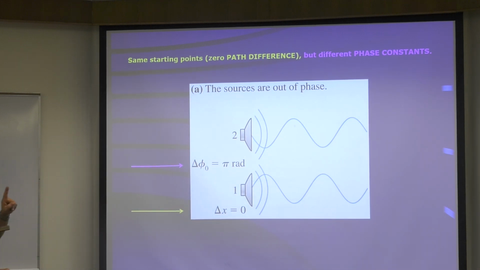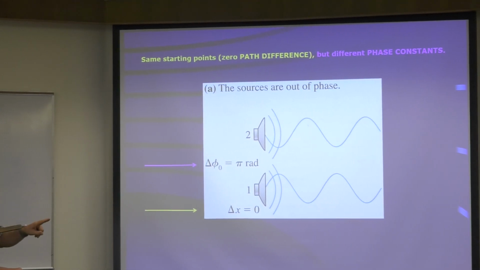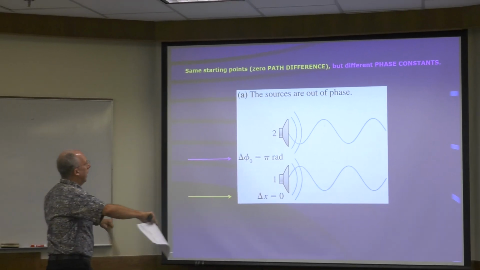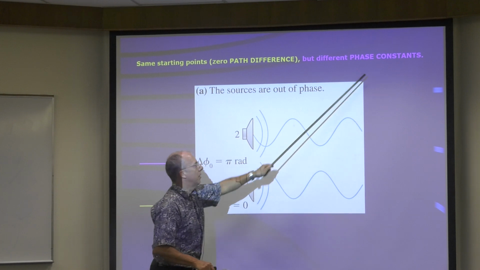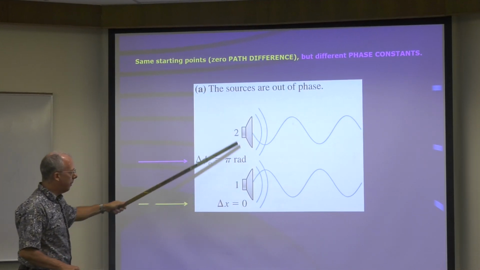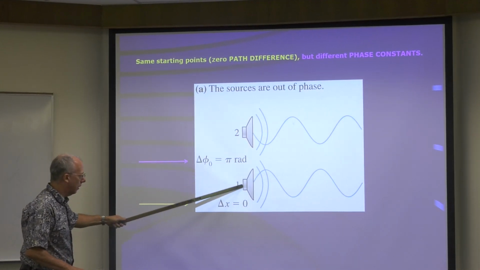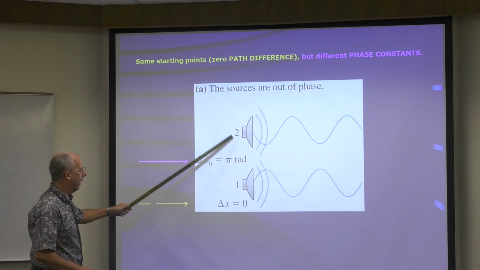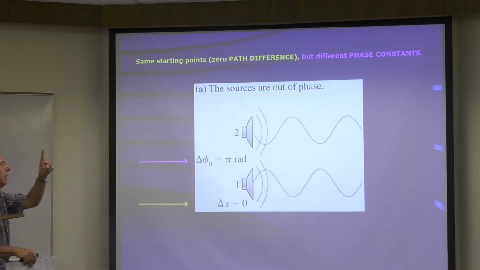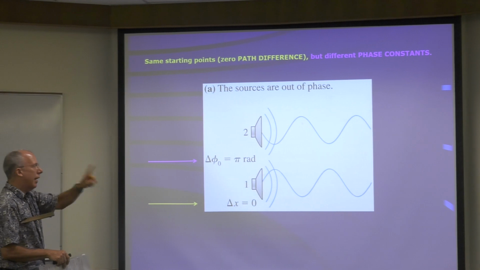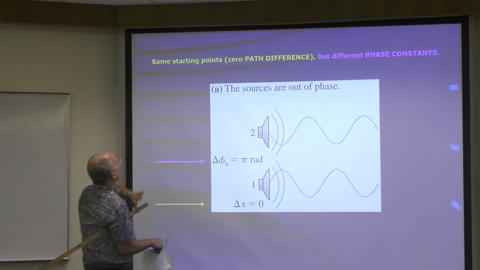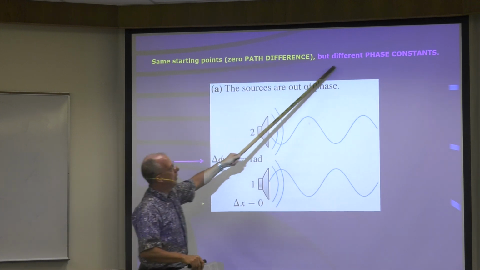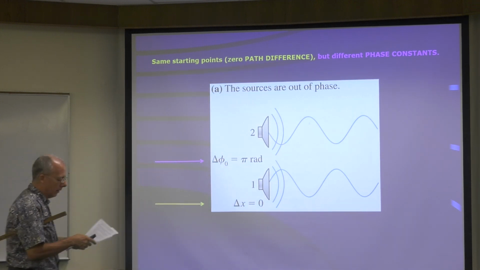All right, so that's one way to introduce a phase difference. We have different phase constants. Simple as that, right? We set these speakers up to have different phase constants. And for this one, we had pi. All right, so there's one. Just have the sources out of phase. No path difference, but different phase constants, so different phases.